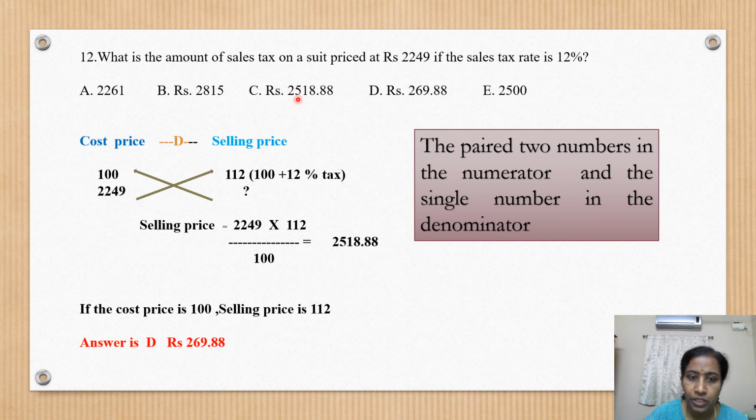And the moment you see the answer there, please don't pick that. Before that, you go to the question. What is the amount of sales tax? So this is not the answer. This is the selling price. So the amount of sales tax is 2518.88 minus 2249, which is 269.88. So carefully tick this 269.88 as the answer.